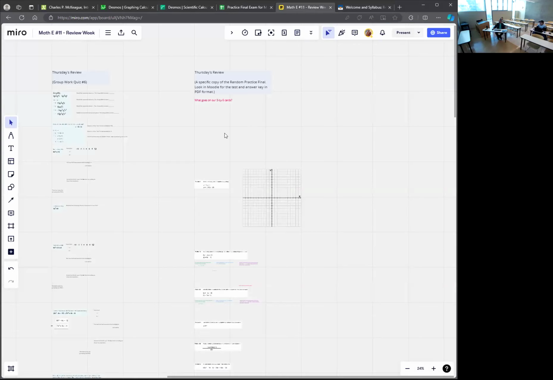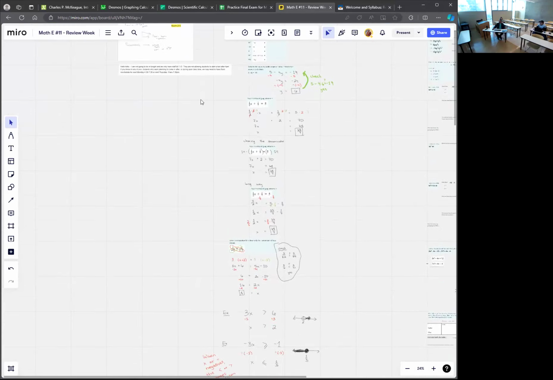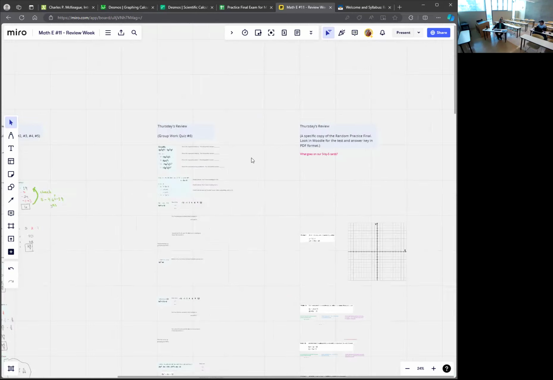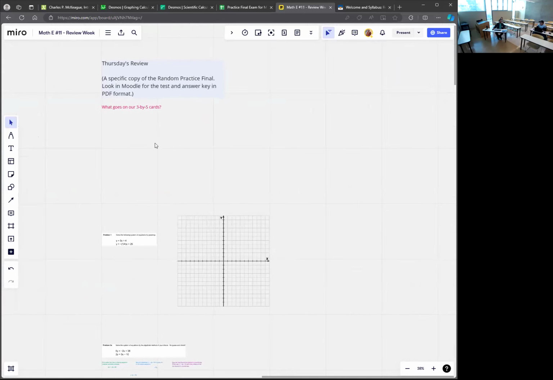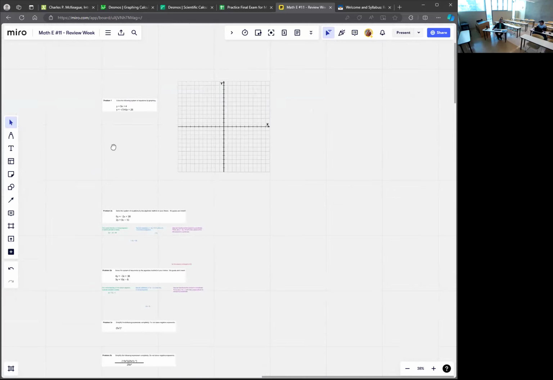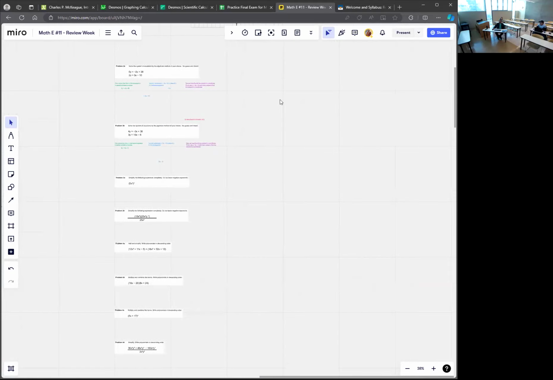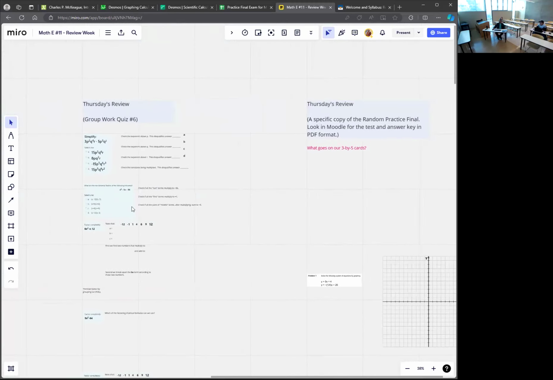There are two things I have put on our whiteboard. We have this long first column, which was Tuesday's review. But we didn't quite get through all of the group work quizzes in Moodle, so there's one more, which is the second column. And then I just took that one particular practice final and pulled the problems off it, and set up some things to play around with. So that's what we can do today: finish the group work quizzes and start going through a practice final. I made a note here of what goes on our 3x5 cards, so we'd remember to talk about that.